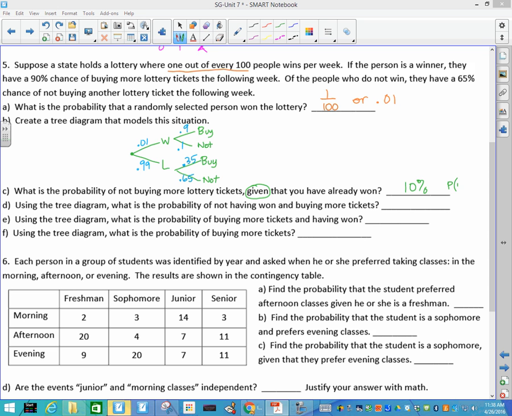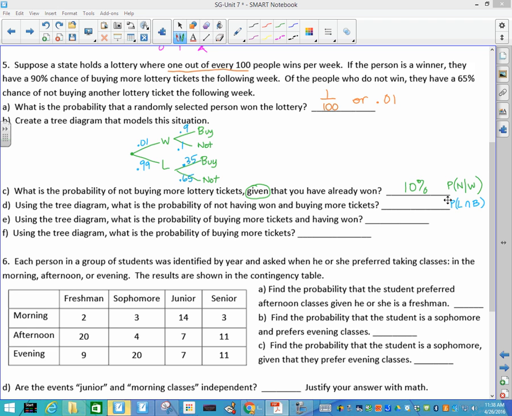That is the probability of not winning, not buying, given that you've won. Okay, using the tree diagram, what is the probability of not having won and buying more tickets? Not having won, to me, from my chart, is losing. So this is the probability of losing and buying more tickets. Now that's an and problem, so I'm actually going to multiply two things together.